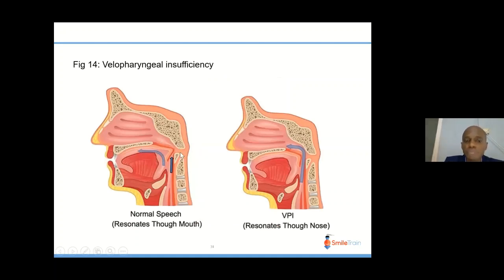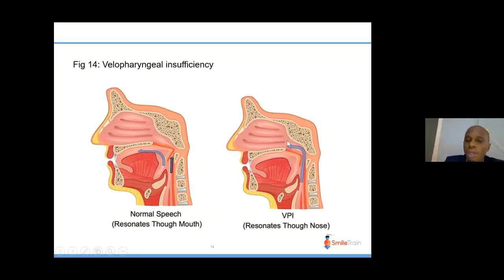This is normal speech. When you're making your speech, this is the soft palate. It completely occludes with the pharynx, the pharyngeal wall, so that the air that is coming out, you can see, comes out only through the oral cavity.